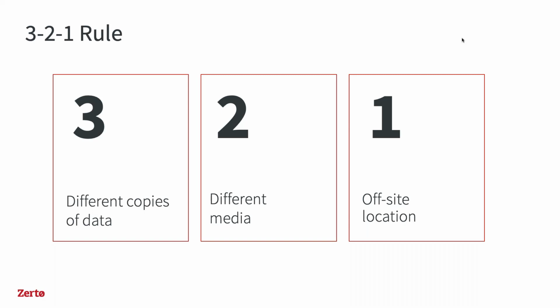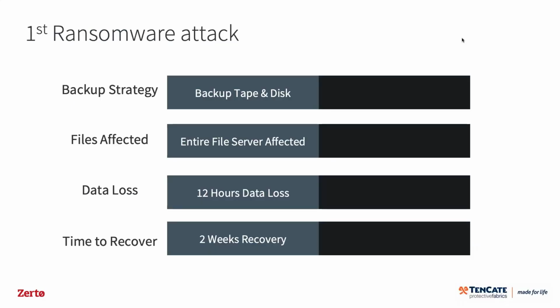To give context and an actual example, there is a customer of ours who, before Zerto, went through a ransomware attack. Their backup strategy was just the traditional approach following the 3-2-1 rule, with backup tape and disk. Their entire file server was affected. And inherently, because of their backup windows, they saw a 12-hour data loss. That's a lot of data, especially for a global international company. 12 hours of data loss is a lot and does affect revenue.